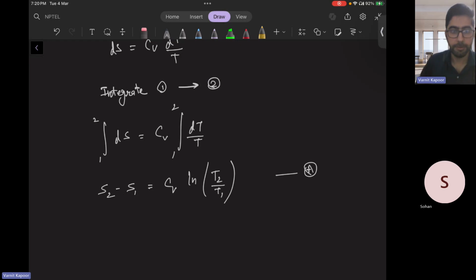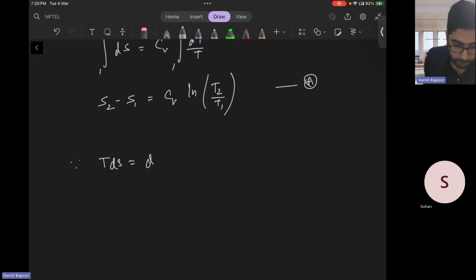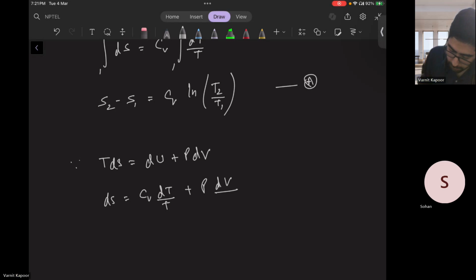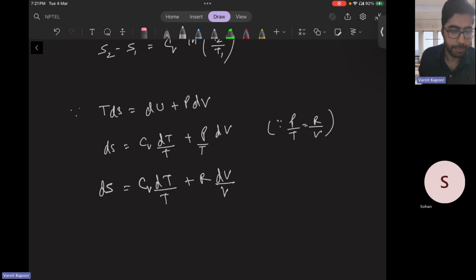Now we got the entropy for the first process. Now we need to find the entropy of the second process. Again, we know that TdS is dU plus PdV. So you can take T to the right hand side, and dU can be written as Cv dT by T plus P dV by T. And P by T can be written as R by V, since P by T is R by V for an ideal gas. So putting this, dS is Cv dT by T plus R dV by V. All right, clear?